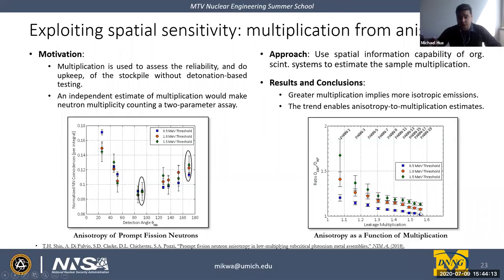Now what this means is we have another method to estimate multiplication, leakage multiplication in this case. And so again, this is a measurement that was never possible because neutrons would scatter around in helium-3. So it's a new sensitivity leading to new capabilities. So we can utilize spatial.